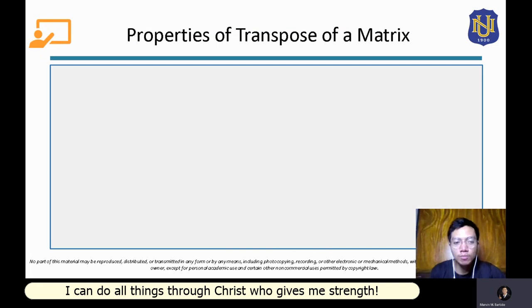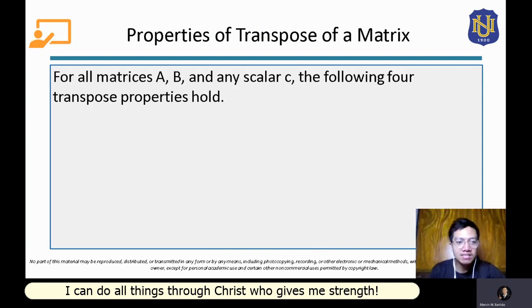Okay, so let's proceed now to properties of the transpose of a matrix. For all matrices A, B, and any scalar C, the following four transpose properties hold. The first one: if you have A transpose and you transpose that, it will just go back to matrix A. So this will be the first property.